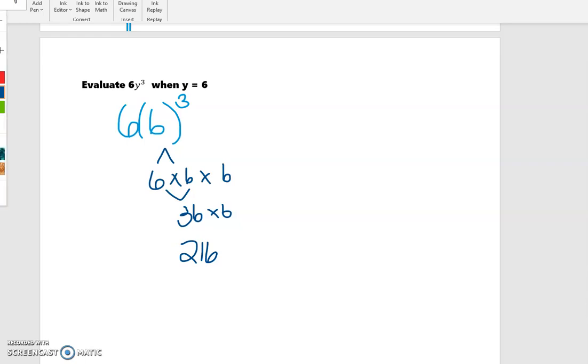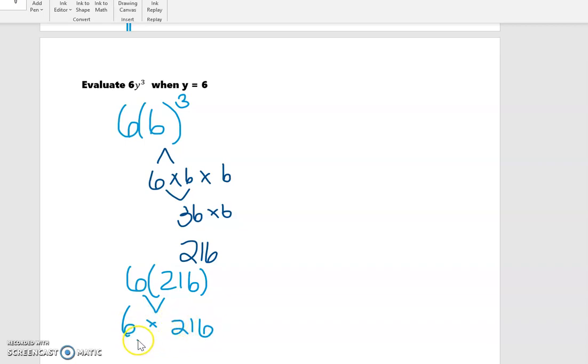And if I write that back into the original problem, I still have the coefficient 6 to deal with. The other thing we need to remember in an example like this is when I say 6 is the coefficient here, coefficients will multiply. So my last step will be to take what I got from the exponent, multiply that by 6. 6 times 216 will equal 1,296.